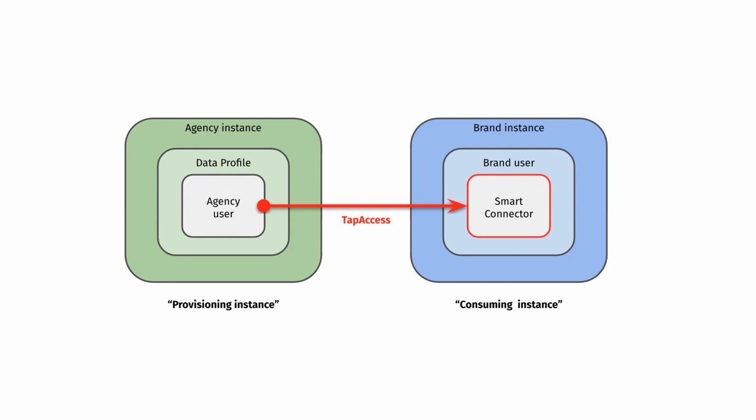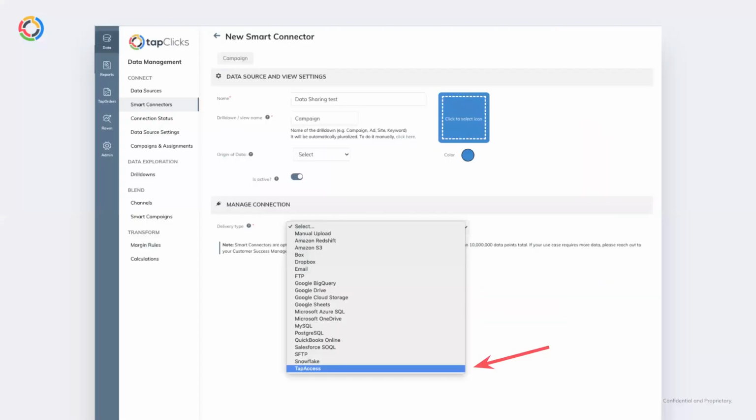So what TapAccess allows you to do is authenticate basically into another instance, right? And then pull in data from that instance into your own so you can use it within your own reporting. So this just saves a big step. Now there's a bunch of other use cases. This is just one of the ones that we're commonly seeing where we have a big brand and they have an agency that's using TapClicks and they want to bring it in. But I can use a smart connector to connect data or share data between instances. This is just one case. There are many others. So let's take a look at where this is at.